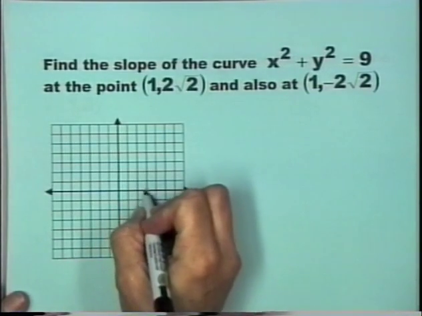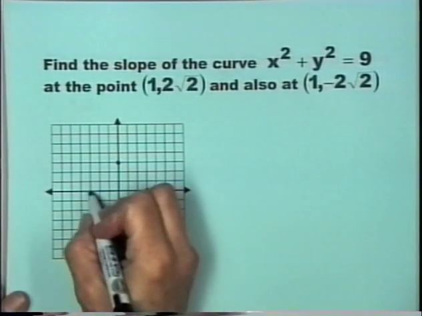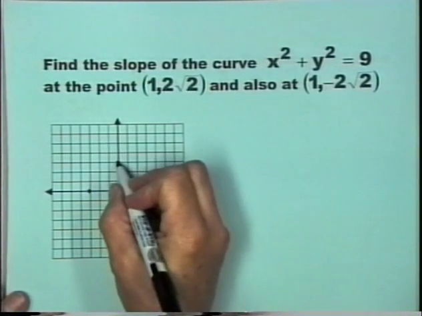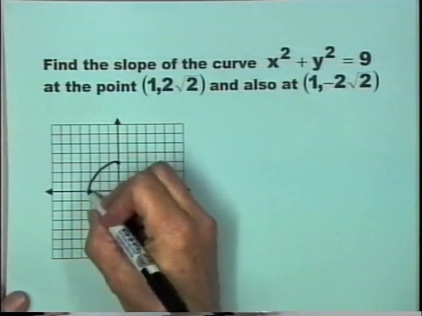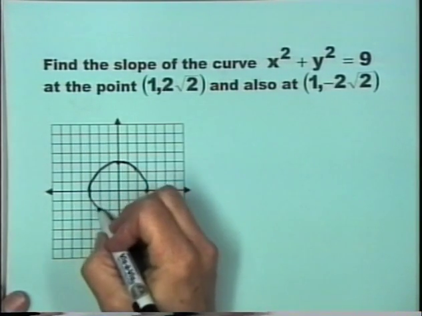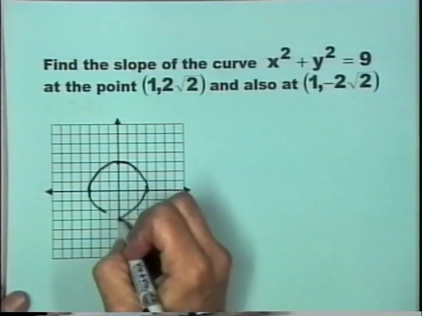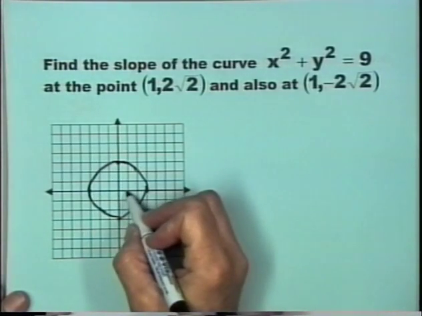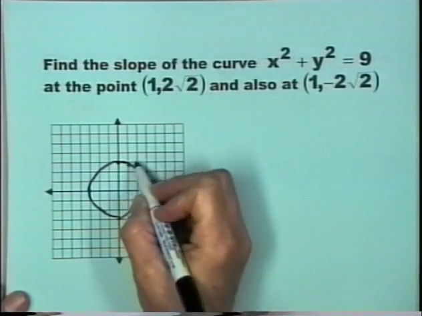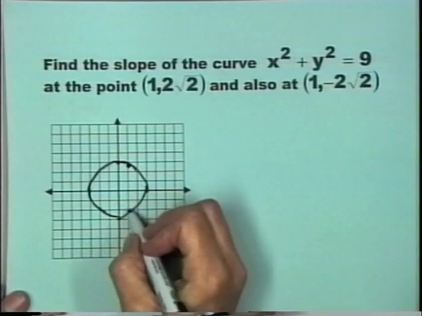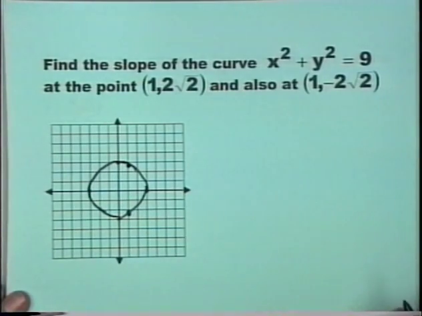So I'm just going to do a rough sketch here. Centered at the origin, radius 3. My circle's not going to be perfect, but it will at least give us some idea of what we're talking about here. Okay, so we've got this circle. Notice if x is 1, y would be 2 square root of 2, roughly right in here. And also when x is 1, we've got another point down here, negative 2 times the square root of 2.